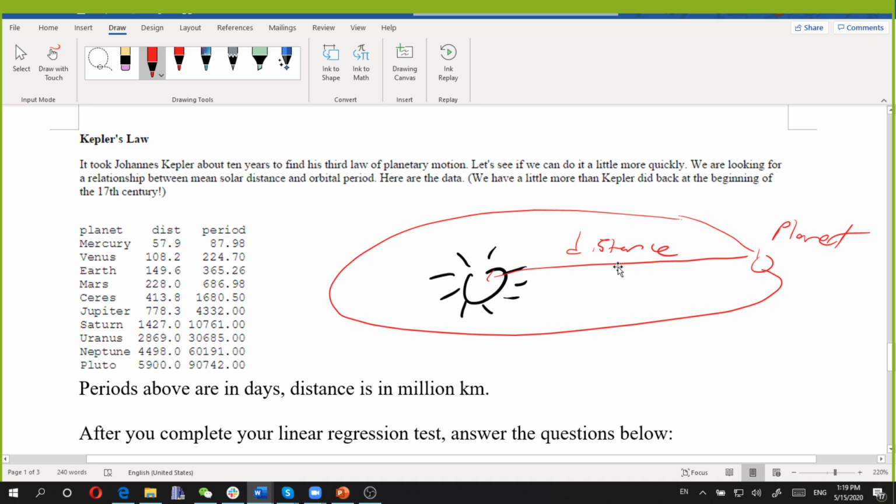Okay, so I'm going to try to use nonlinear regression to see if I can find a relationship between the distance to the sun and the orbital period of an object rotating around the sun.